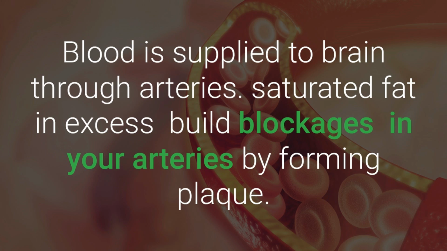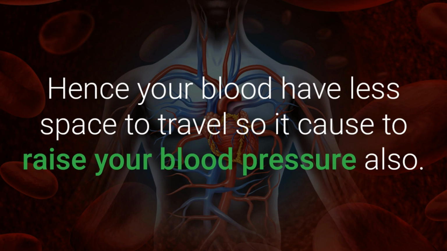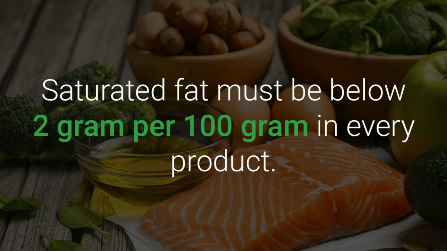Blood is supplied to the brain through arteries. Saturated fat in excess fills and blocks your arteries by forming plaque. It adds 1 molecule, then 2, and so on, so the space in your arteries becomes narrow. Hence your blood has less space to travel, which also raises your blood pressure. When you minimize the ratio of saturated fat and maximize the ratio of unsaturated fat in the body, it promotes healthy arteries and a longer life. Saturated fat must be below 2 grams per 100 grams in every product.